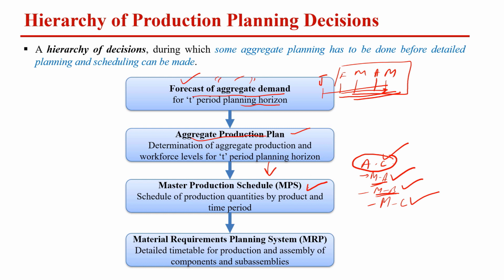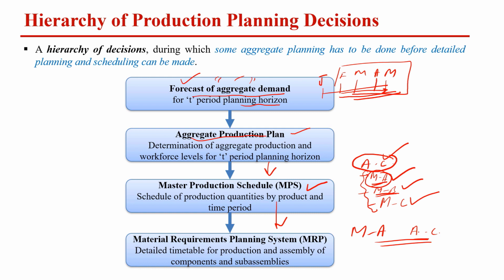Once we have developed the production schedule for every SKU, this production schedule is the input for material requirement planning. What is material requirement planning? It is basically the detailed production plan. If we are going to produce the model A air conditioner, then as we know, model A is the final product.